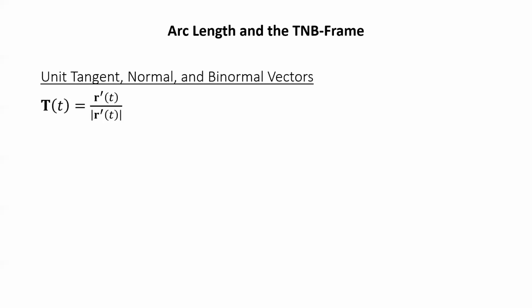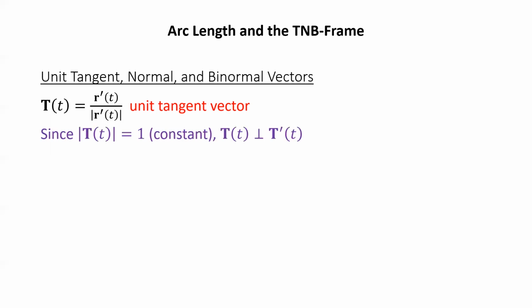The unit tangent vector, T(t), is defined by taking r'(t) and dividing by its length. In other words, we just take the tangent vector we get by differentiating the vector-valued function and normalize it. Since the length of T(t) is 1, it's constant, so T(t) is orthogonal to its derivative.